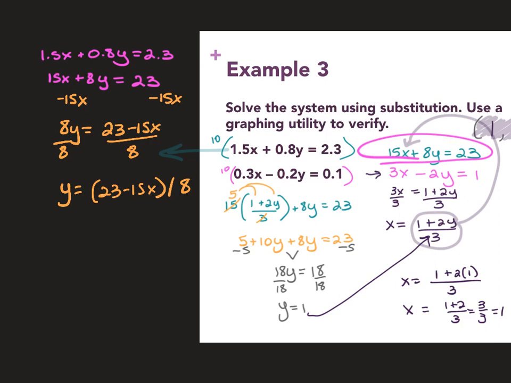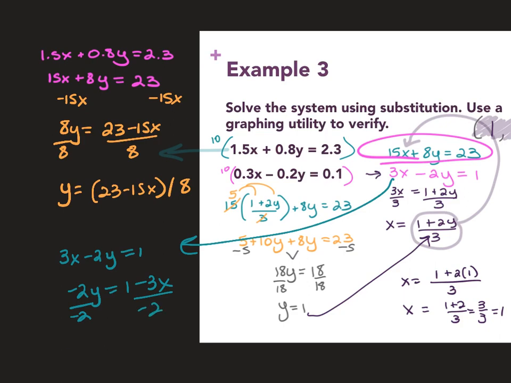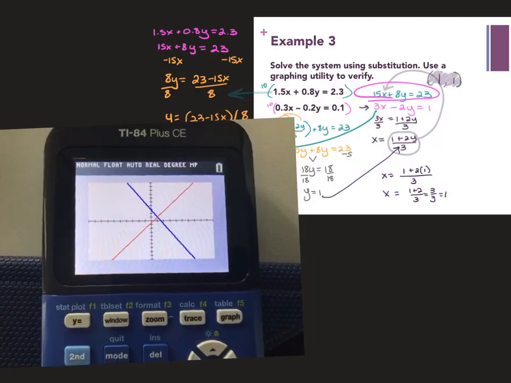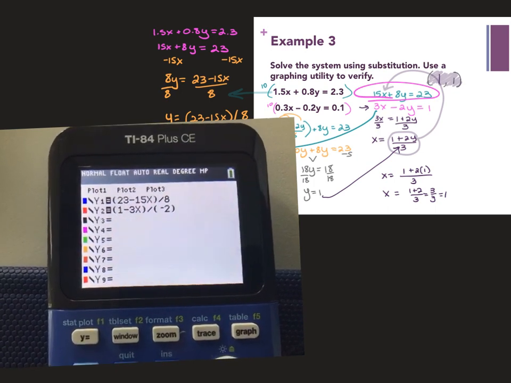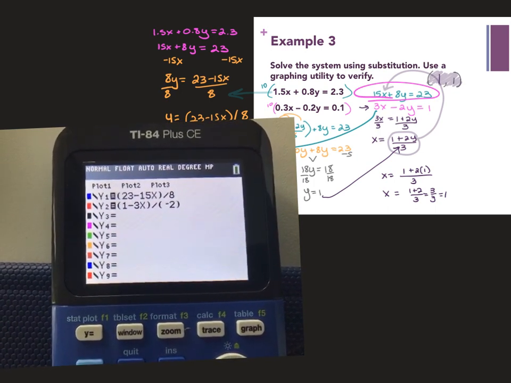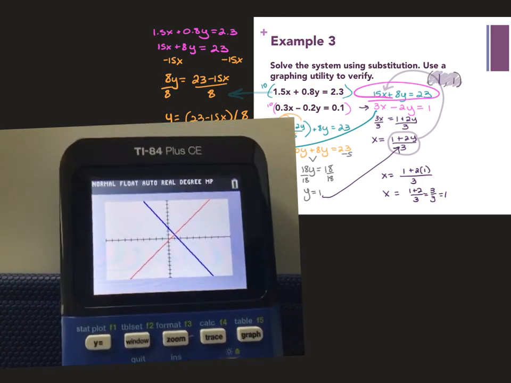And then I'm going to do the next one. So I'm going to pull this one over. 3x minus 2y equals 1. Negative 2y equals 1 minus 3x. Divide by negative 2. And y equals, again, I'm going to group it, 1 minus 3x divided by negative 2. And then I hit graph. Okay, so I typed in my equations, 23 minus 15x, made sure to group that, divided by 8, and then 1 minus 3x divided by that negative 2. And then I'm going to hit graph, and then you're going to see them cross.